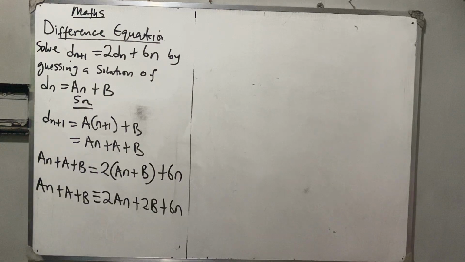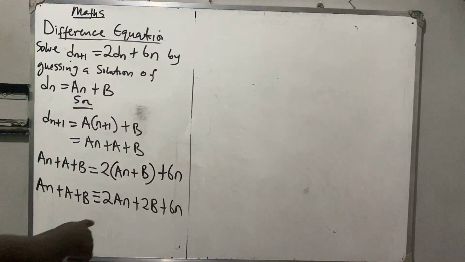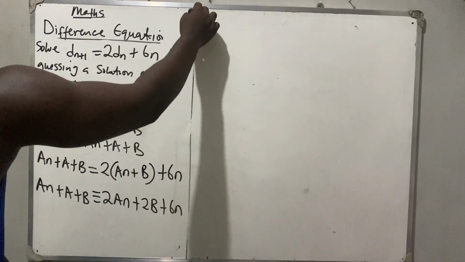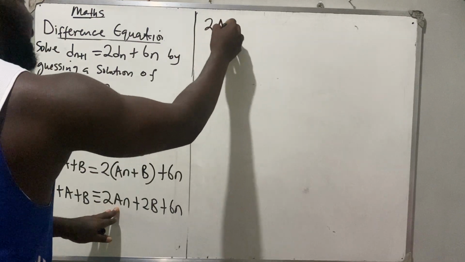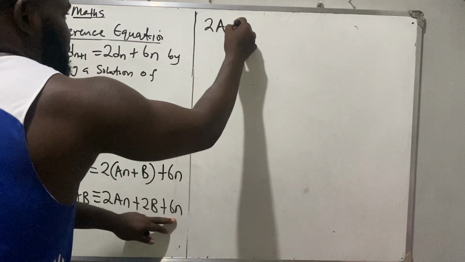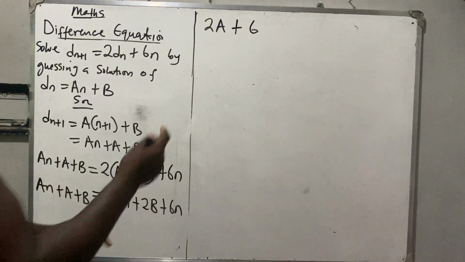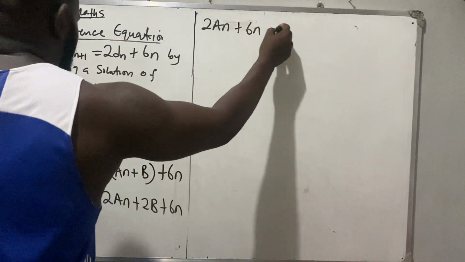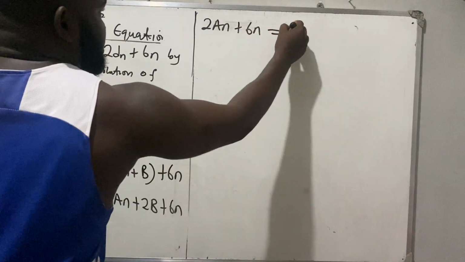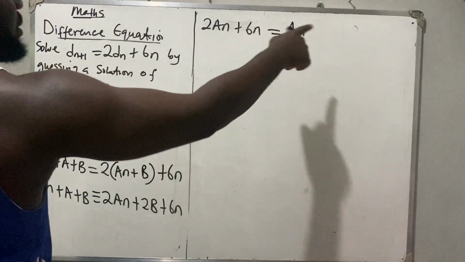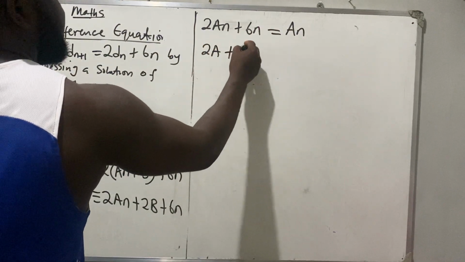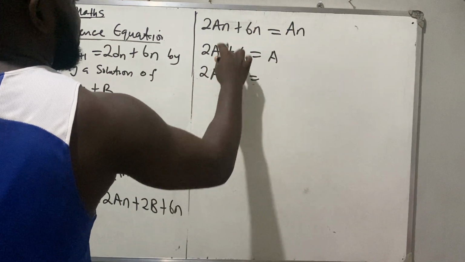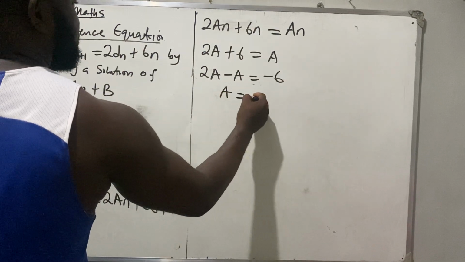Now what we do is, by comparison, we are going to compare the left hand side and the right hand side. Now, on the right hand side, who has n? Bring out everybody that has n on the right hand side. 2a has n. 6 has n. Or you can just say 2an plus 6n, all of them has n, will be equal to the one on the other side that has n, which is an. So n will cancel out everywhere to see that 2a plus 6 is equal to a. So collecting items, you're going to see that 2a minus a is equal to minus 6. So a becomes minus 6.